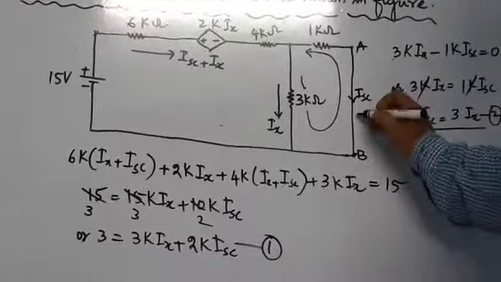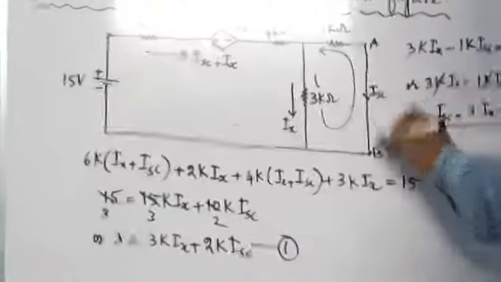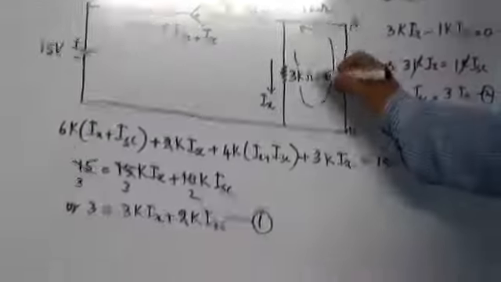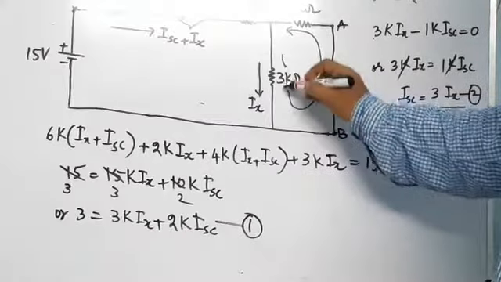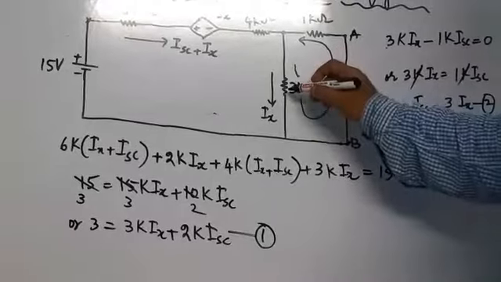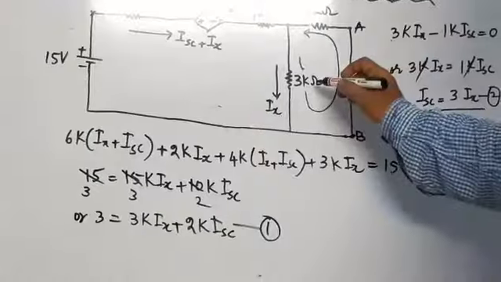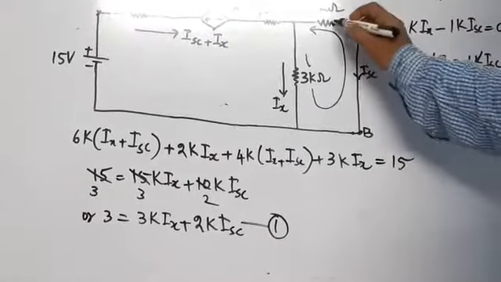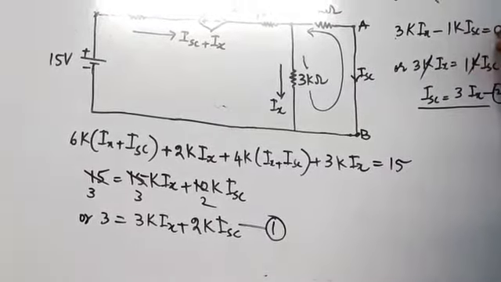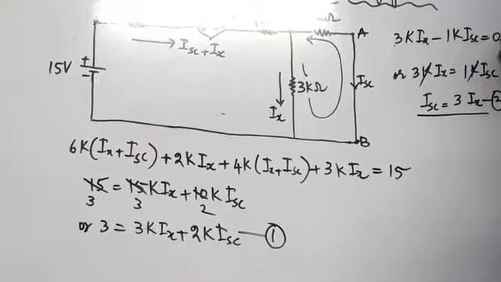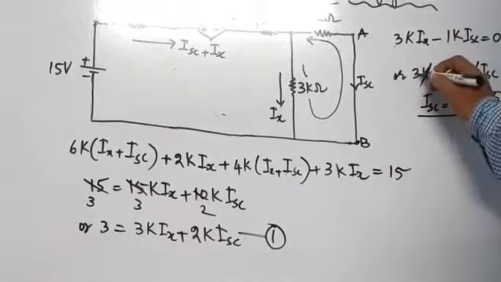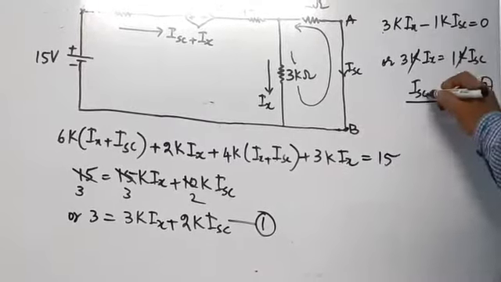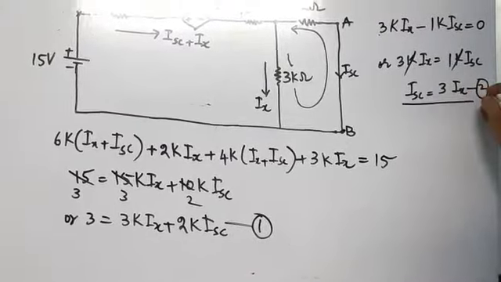My direction of current is opposite. That means the direction of current Isc is downwards, but I am going upwards. So wherever my direction and the direction of current are similar, I will take positive. If it is opposite, I will take minus. So minus 1 kilo Isc, and there is no voltage, so E is equal to 0. So 3 kilo Ix is equal to 1 kilo Isc. So Isc is equal to 3 Ix, equation number 2.